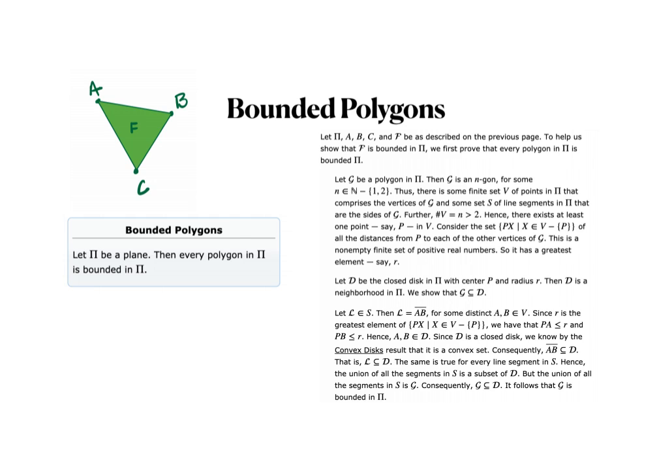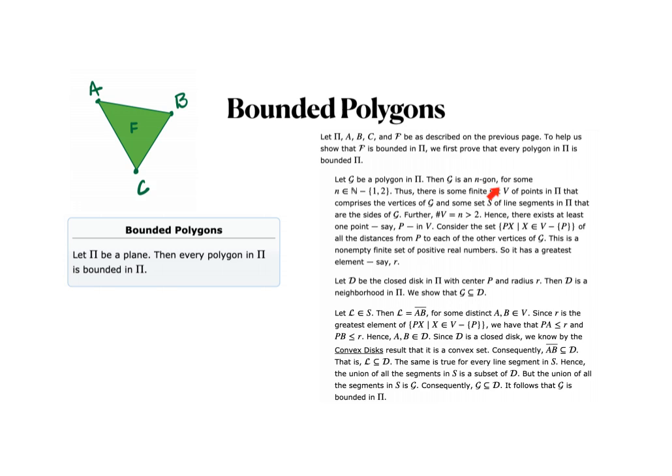So, bounded polygons. Let pi be a plane, then every polygon in pi is bounded in pi. So not just triangles, but every polygon in the plane is bounded in the plane. So here is the proof of that. We're going to let pi, A, B, C, and F be as described on the previous page. To help us show that F is bounded in pi, we must first prove that every polygon in pi is bounded in pi. So we're going to let G be a polygon in pi.